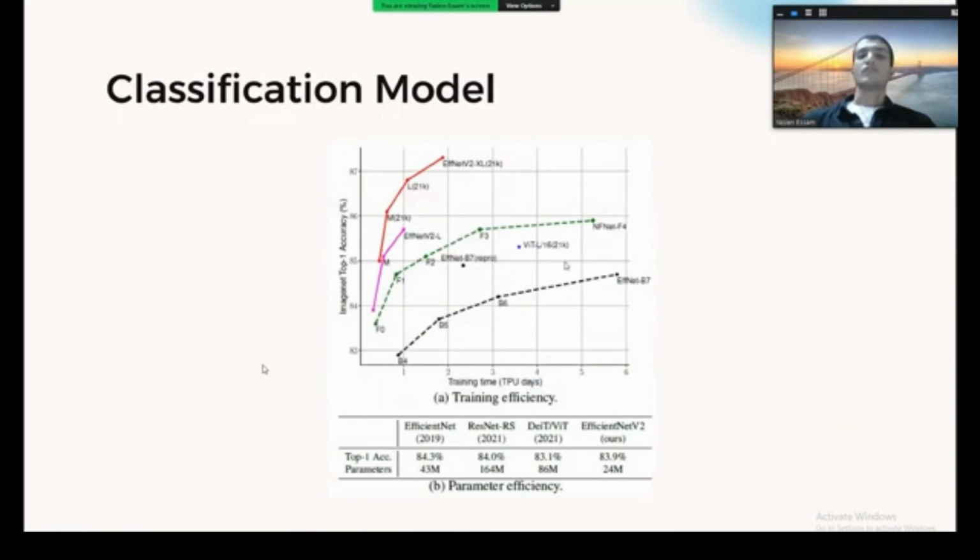This graph illustrates the importance and the efficiency of EfficientNet version 2, showing that it's efficient in training time and accuracy compared to other models. This graph was trained on ImageNet, which contains more than 14 million images. And here we can see the number of parameters is very efficient compared to other models.